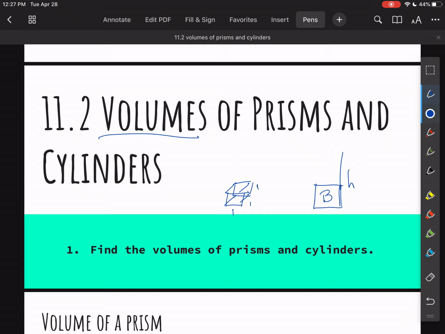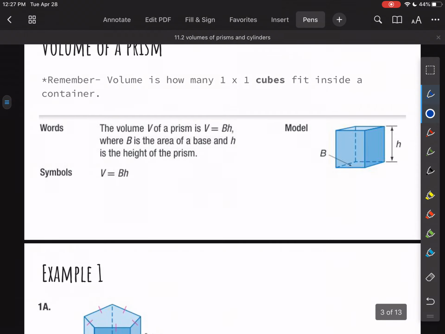And I'll show you guys what that looks like on the next slide here, because I'm not a great artist with drawing these 3D figures. But essentially for today, all we're doing is taking the area of a base and multiplying it by the height. Okay, so that's what gives us our volume. That's how we determine how many 1 by 1 by 1 little cubes we can fit in that shape. Okay, so this is our formula.